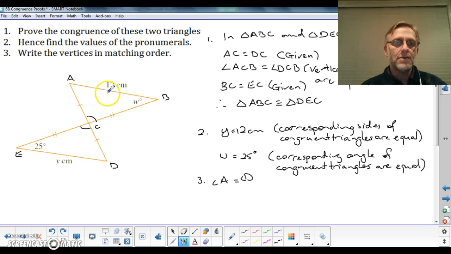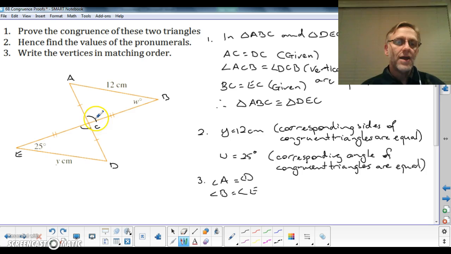Angle B, the side with 2 dashes on it, the 12 centimetre side, 2 dashes in the Y centimetre side. So angle B is corresponding to angle E. So angle B is equal to angle E. And that's writing them out in matching pairs.